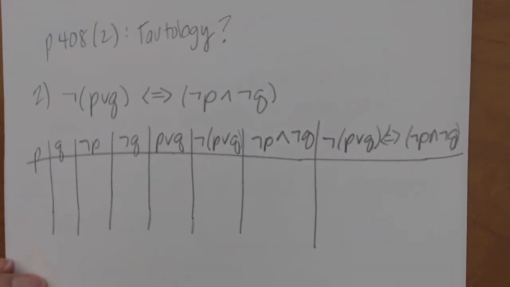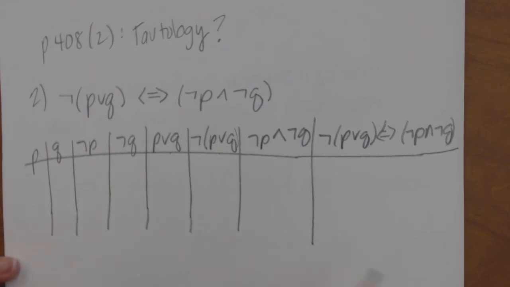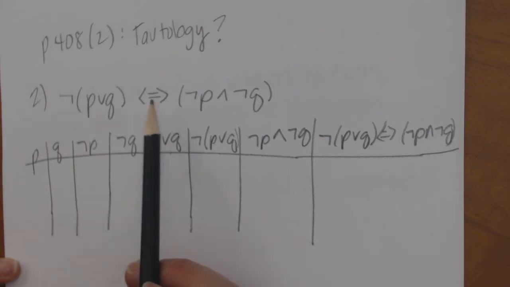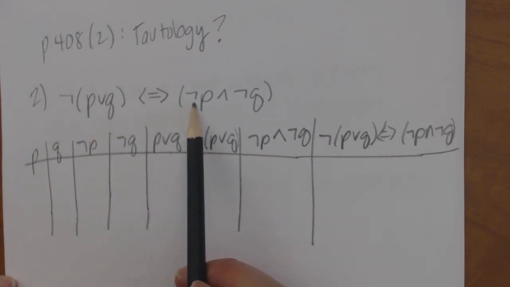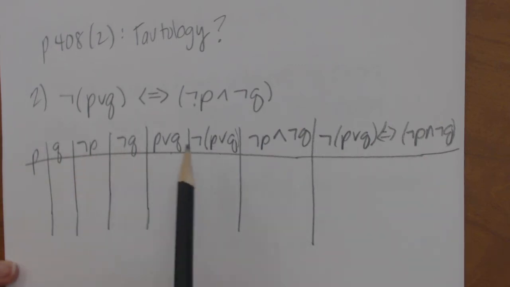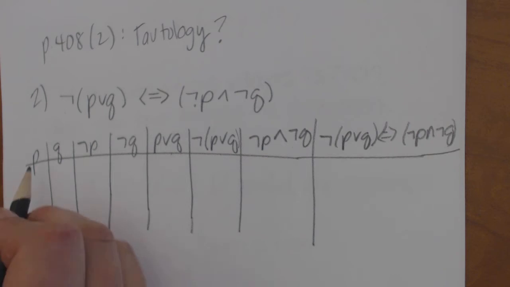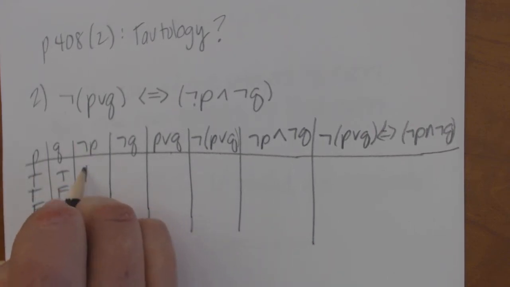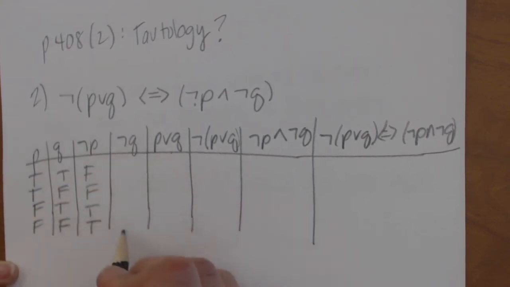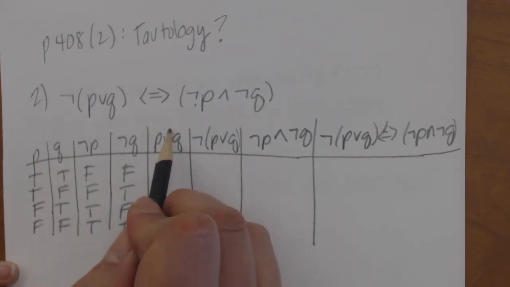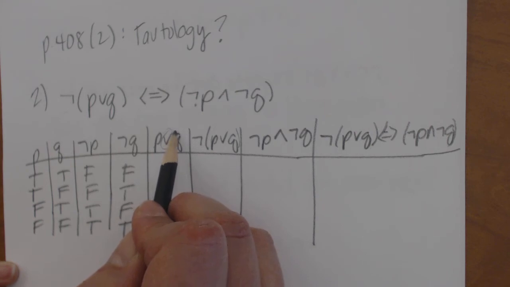Page 408, number 2, it says tautology. We have not P or Q, if not P, if and only if not (P or Q), then not P and not Q. So here we go. I'm making sure my nots are in here so I don't have to add in another column, and I believe I have everything. So this is going to be true, true, false, false, true, false, true, false. Not P, so we look at this first one and flip everything. Not Q, we look at the second column and flip everything.